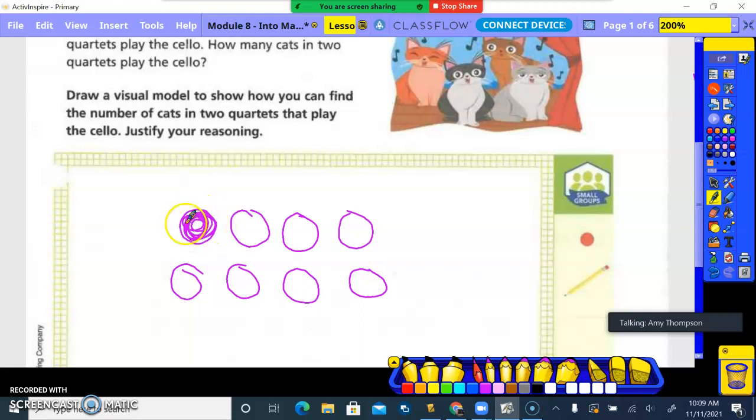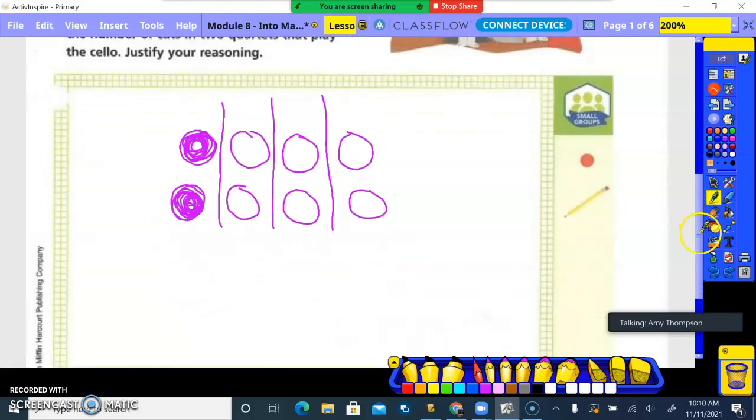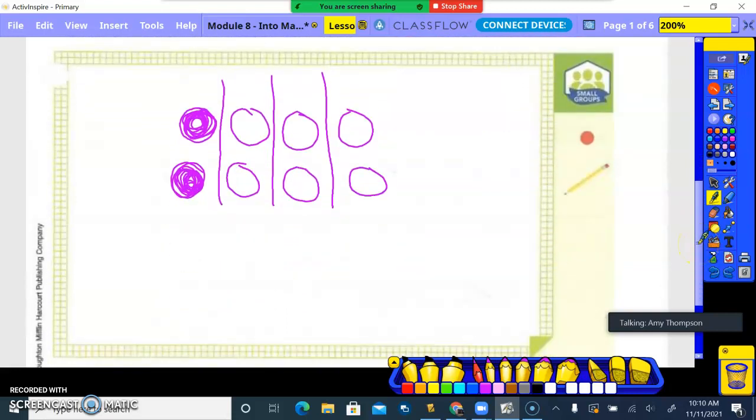So we're going to color. Here's a 1/4 of a section, there's another 1/4 of a section and another 1/4 of a section, right? And then there's only 1 in each one colored in, right? Okay, so how many cats play the cello? How many did we color in the whole way, guys? So 2 cats.